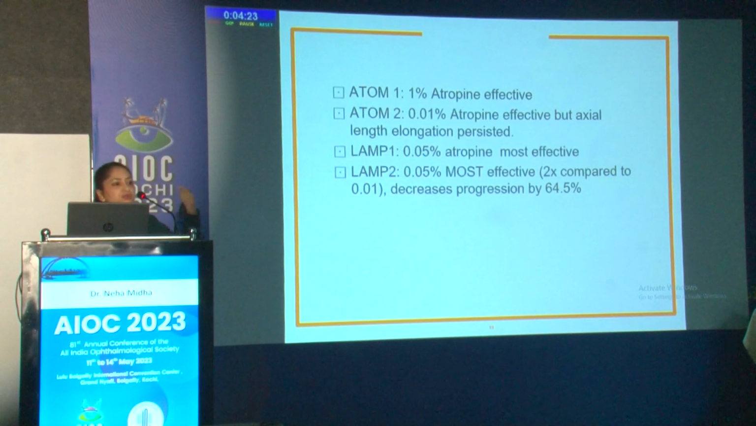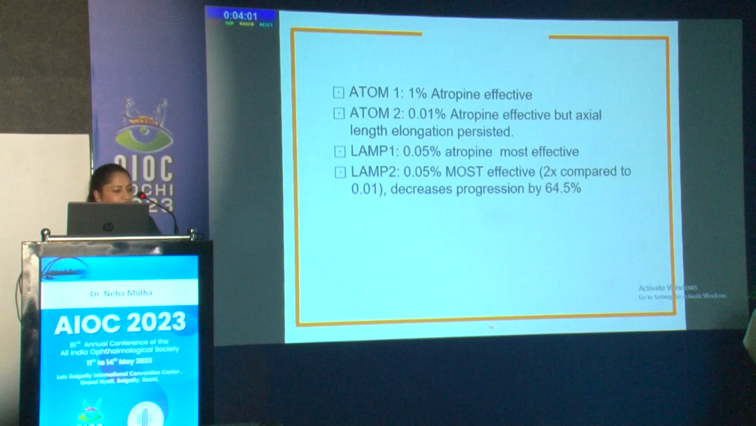So they thought of reducing the dose, and they compared some doses, and they found that 0.01% atropine was good for controlling myopia, but axial length elongation was still happening. So that was a concern. Then it was the LAMP 1 study, which showed that 0.05% atropine is best in controlling myopia, and controlling your axial length elongation also.